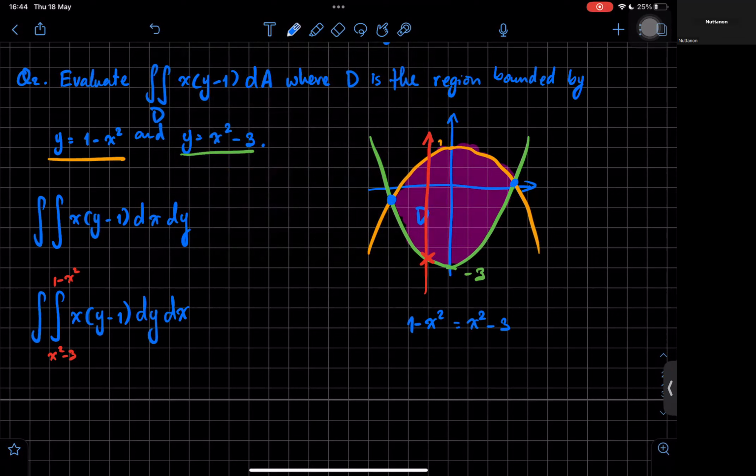You will get 4 equal to 2x squared, so x squared equal to 2, so x is equal to plus or minus the square root of 2. So at this point x is minus square root of 2, and here x is equal to square root of 2. So the limits will be minus square root of 2 and square root of 2, like this. This is how you do it.